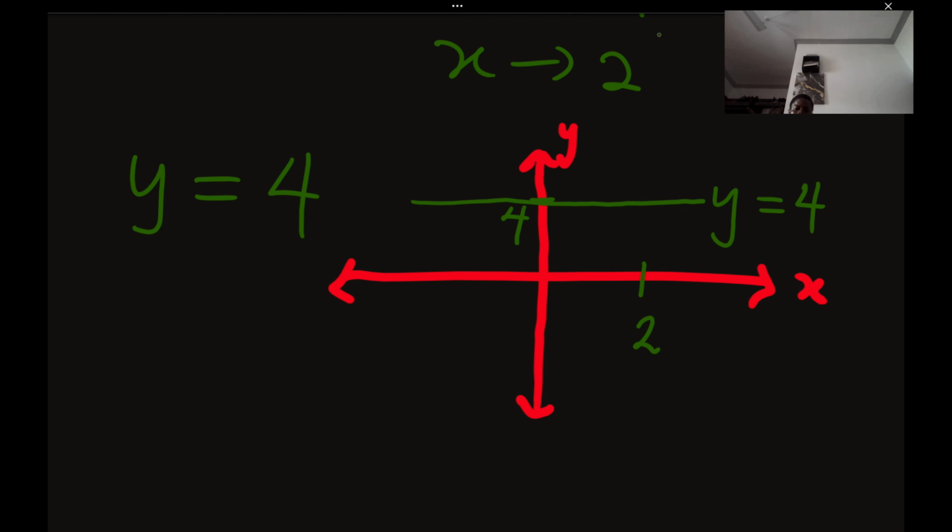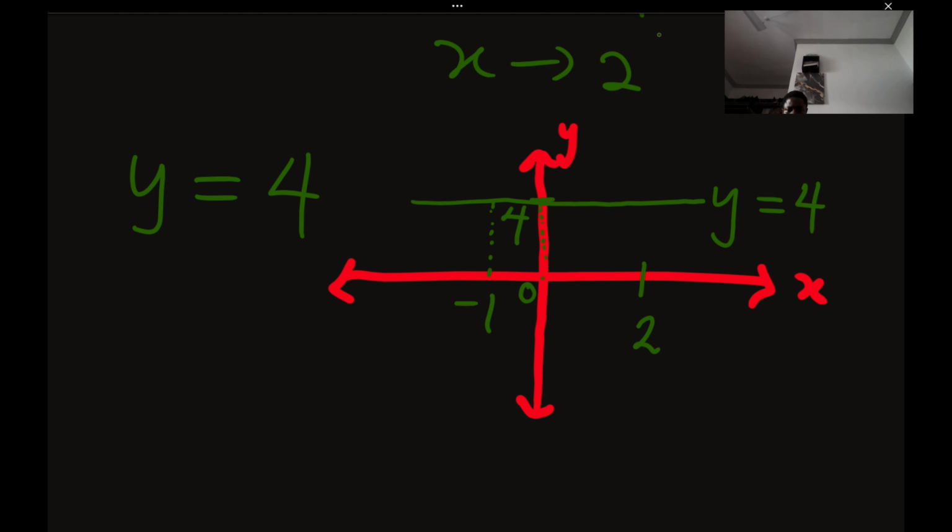So you can consider both the left-hand side and the right-hand side of x being equal to 2. So let's start from this side. Let's assume that x is -1 over here. If x is -1, let us look at its corresponding y value. You can see that y is still 4. When x is equal to 0, and you trace it to the line y is equal to 4 and back to the y-axis, parallel to the x-axis, you still get y to be equal to 4.